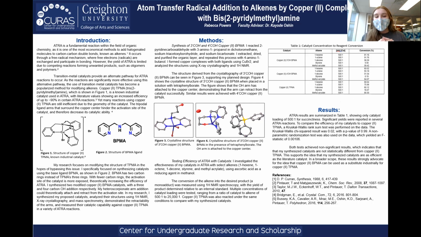And the other thing is that BPMA, the ligand that I synthesized my catalysts from, is actually more inexpensive than TPMA to make industrially. And so my results suggest a wonderful new alternative to TPMA that is as efficient, if not more efficient than TPMA in certain reactions, but is also less expensive to make. And so currently we are taking our results and submitting a manuscript for publication, hopefully to get these synthesized catalysts used industrially in ATRA reactions.